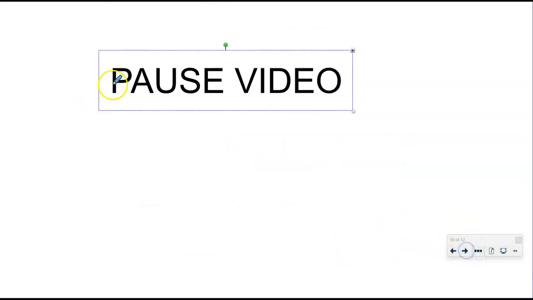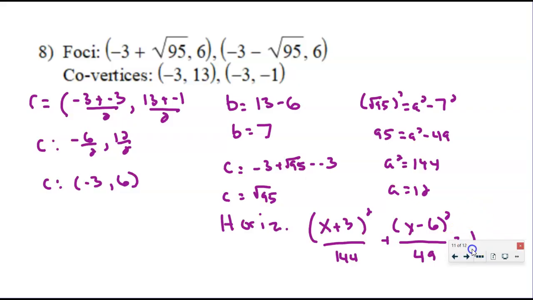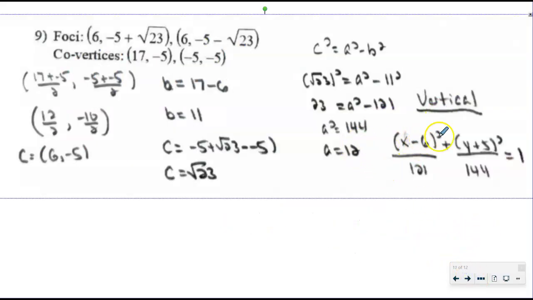I ask you guys to look at the next two and try that by pausing the video. And for this one, I got x plus 3 squared over 144 plus y minus 6 squared over 49 equals 1. And then the next one, I got this to be a vertical axis as well, so I got x minus 6 squared over 121 plus y plus 5 squared over 144 equals 1. Hopefully this is helpful for you guys.